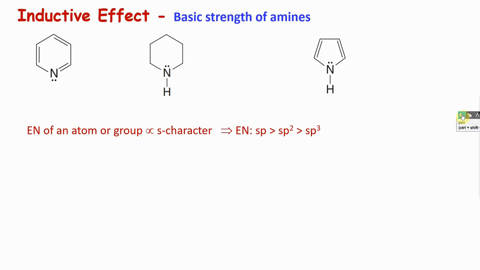Now we are going to see the same like before. Inductive effect, basic strength of amines. Just as we saw hybridization in acids, we are going to see it in bases. Electronegativity is proportional to s character. sp is stronger than sp2, stronger than sp3. We saw this.